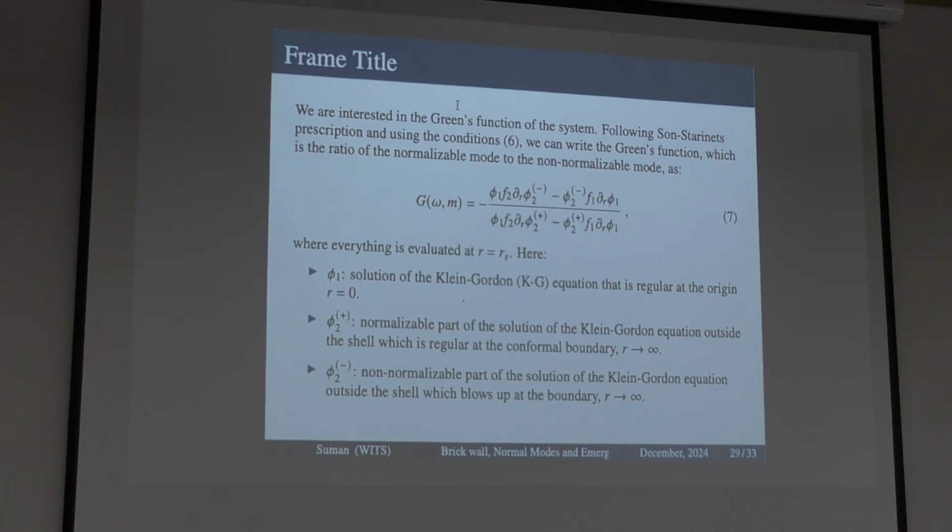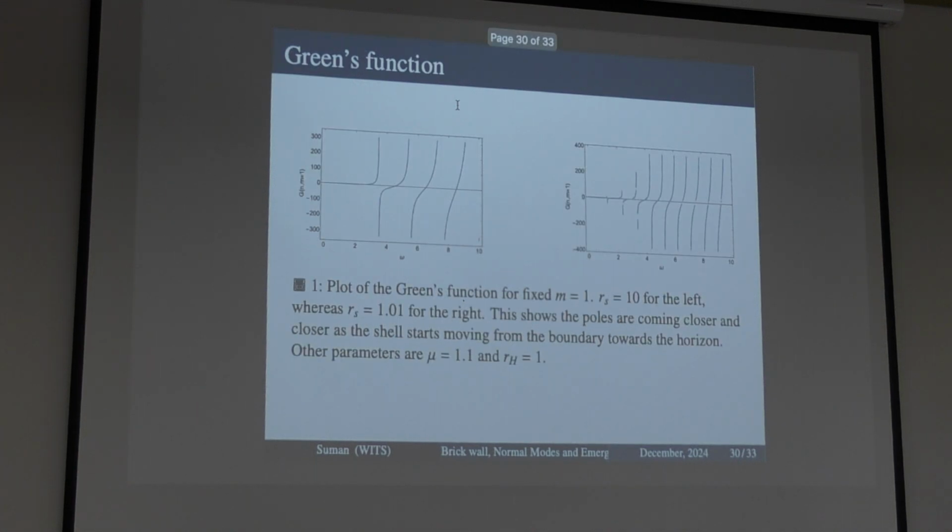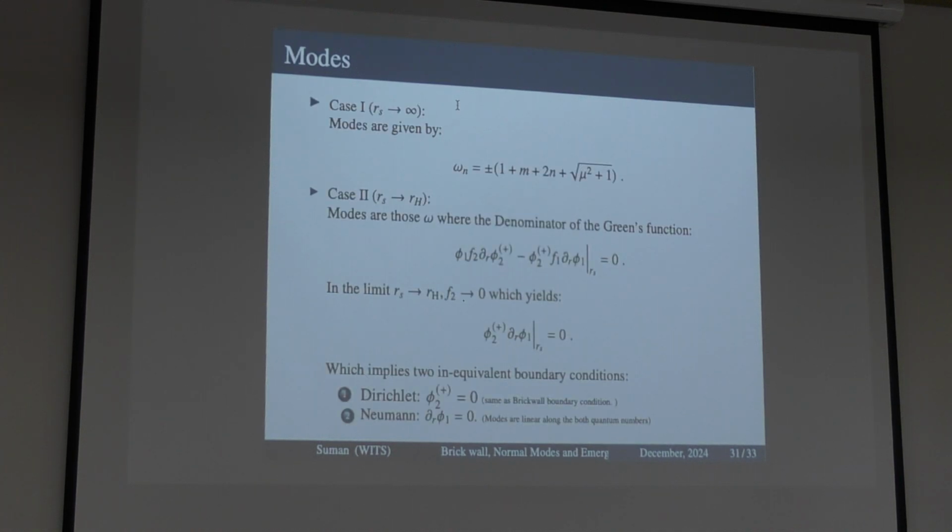Now you can find the modes by making this denominator equal to 0, and if you plot the Green's function here also, as the shell moves closer towards the horizon, you will see the effect of pole accumulation. So it is for R_S equal to 10, and R_S equal to 1.0. So R_S means R_S over R_H.